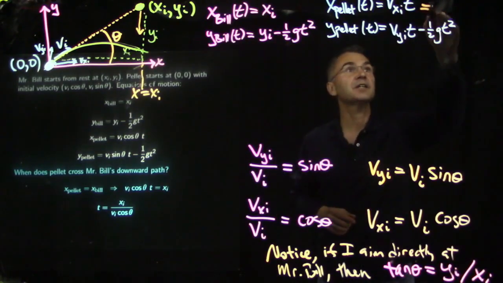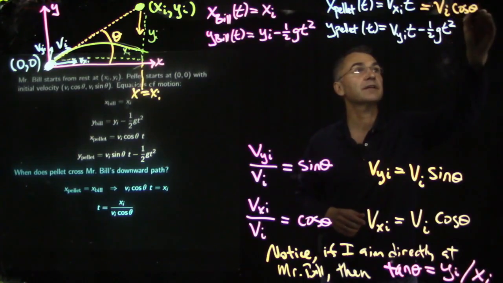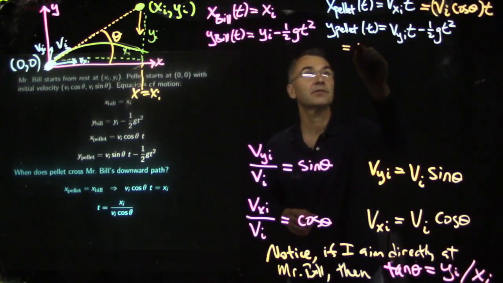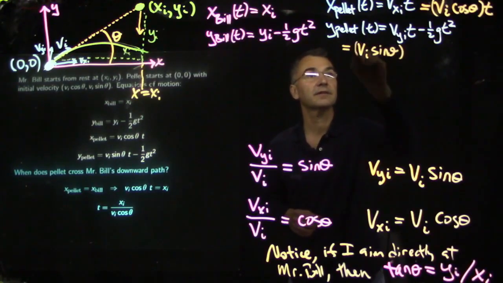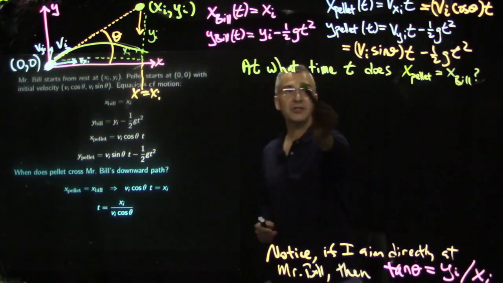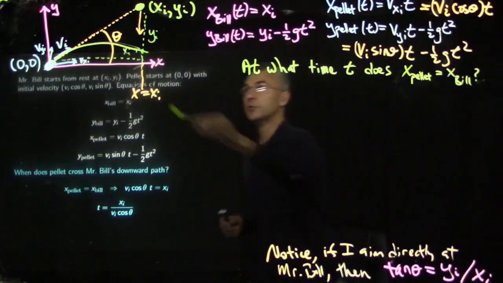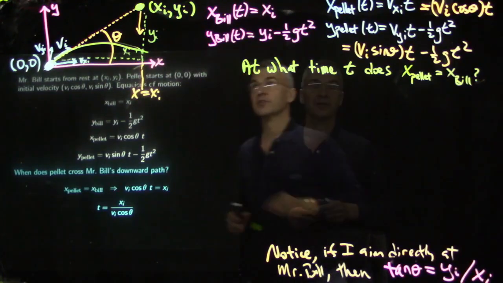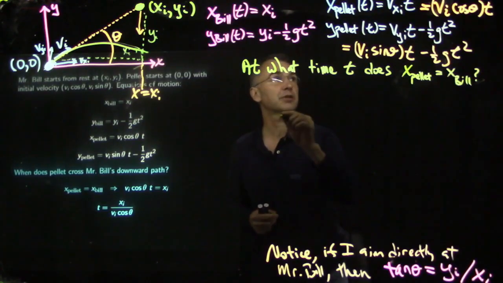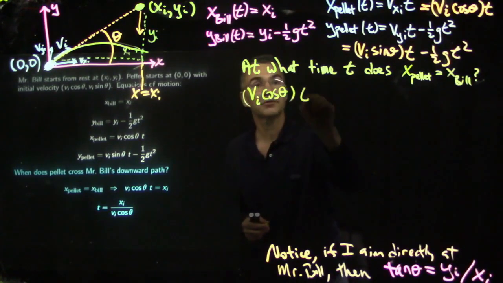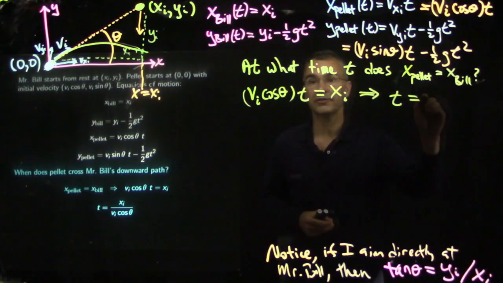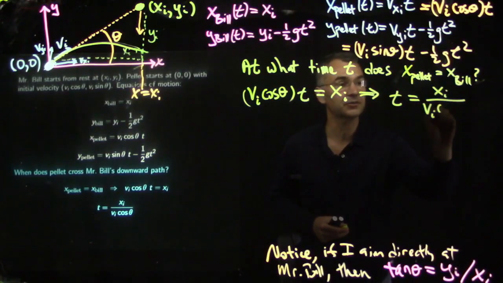So this x pellet of t is v initial cosine theta times time. And this y pellet of t is v initial sine theta times time minus 1/2 gt squared. And let's ask, at what time t does x pellet equal x bill? In other words, at what time t does the path of the pellet cross the downward path of Bill? So we can just write that down. Say our expression for x pellet equals our expression for x bill. V initial cosine theta times t equals x initial of Mr. Bill. And that gives us t equals x initial divided by v initial cosine theta.